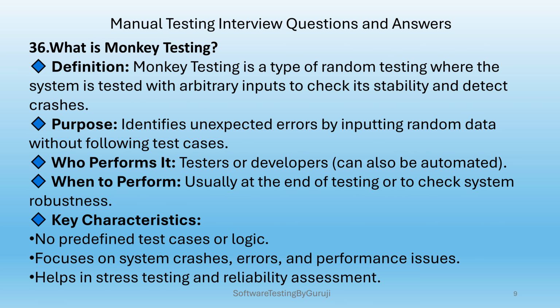What is monkey testing? Definition: monkey testing is a type of random testing where the system is tested with arbitrary inputs to check its stability and detect crashes. Purpose: identifies unexpected errors by inputting random data without following test cases. Who performs it? Testers or developers. It can also be automated. When to perform? Usually at the end of testing or to check system robustness.